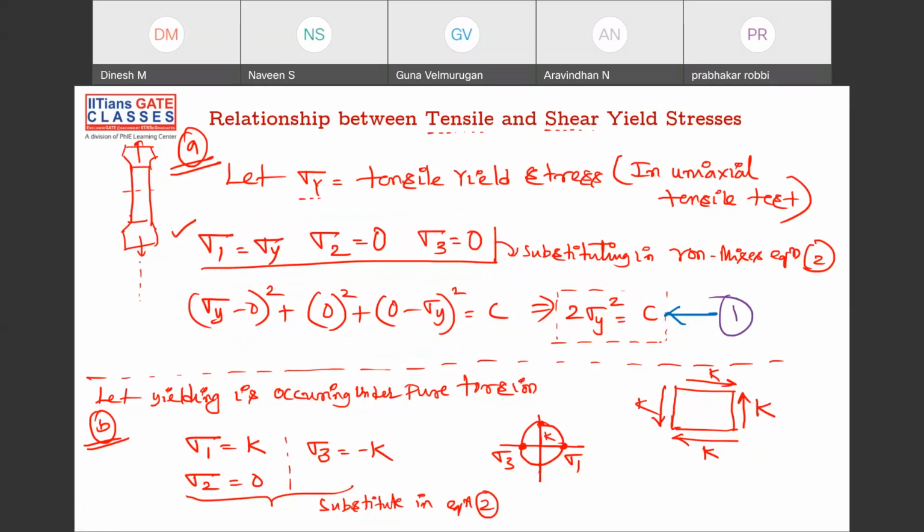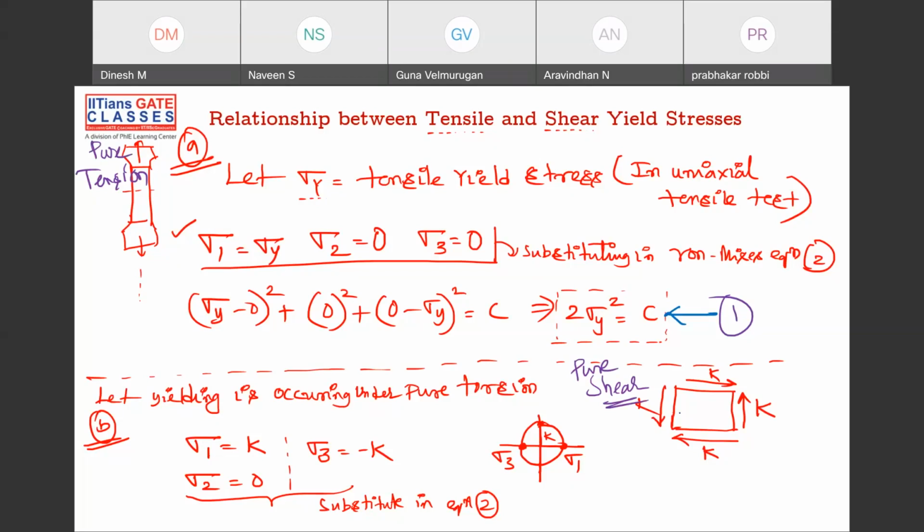And with the same conditions, the same things, this is tension, pure tension. And now we are doing shear. The same thing you substitute if you're doing pure shear. This is pure shear, and this is pure tension.